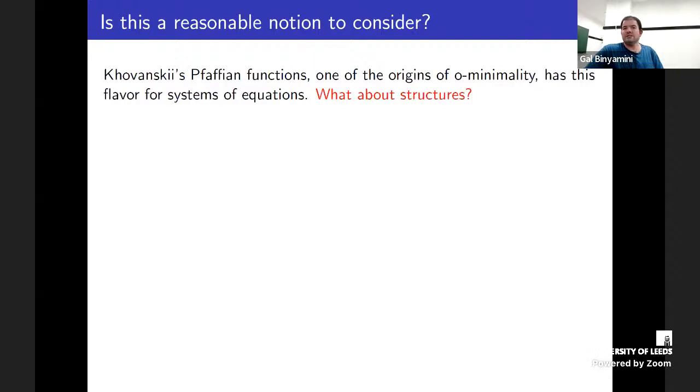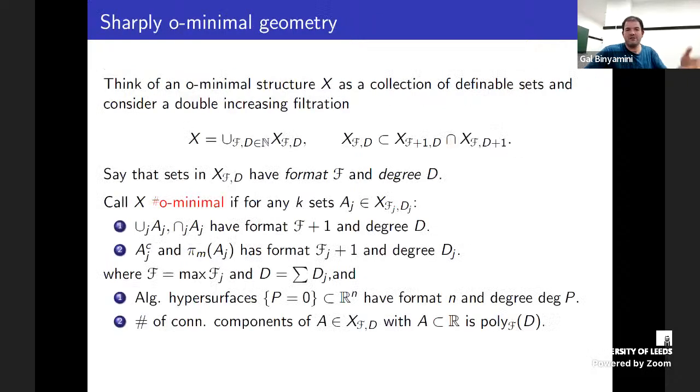Okay, so the first question is, is it a reasonable notion to consider? I gave a list of axioms, but they look quite strong, and it's not clear if there are any examples. The semi-algebraic sets are an example. It follows from a classical result that semi-algebraic sets are an example. But beyond the semi-algebraic sets, do you have any examples? That's the first question.